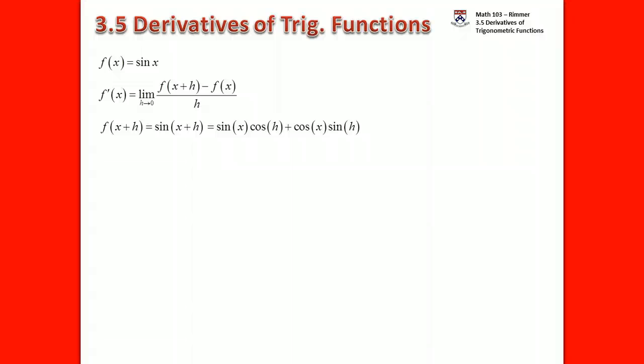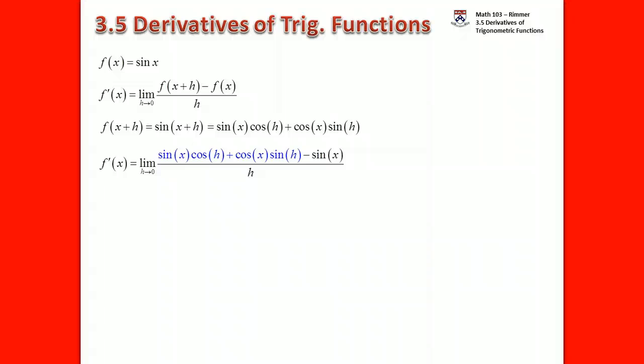This was not a basic identity. I don't want this on your cheat sheet. You don't have to worry about this. I would not have you using this. I just need to employ it to help me show you that sine has cosine as its derivative. In our numerator, that's going to be the first half of the numerator. It's going to replace f of x plus h.